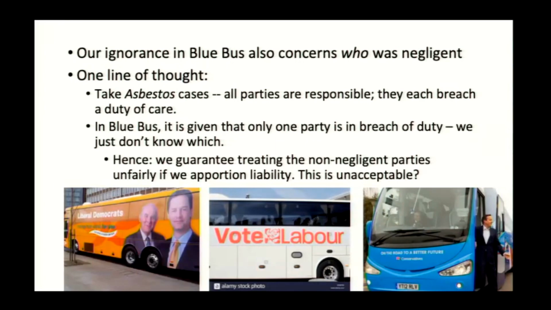So if you've only got statistics about the three bus companies, the Lib Dem bus company, the Labour bus company, and the Tory bus company, you might think even if we've only got this market share information, we don't want to apportion liability in this case because you'd be guaranteeing treating two of the bus companies in an unfair way. After all, they've not acted negligently. So I think that's a somewhat compelling line of thought, and I want to see if we can push back against this at all.